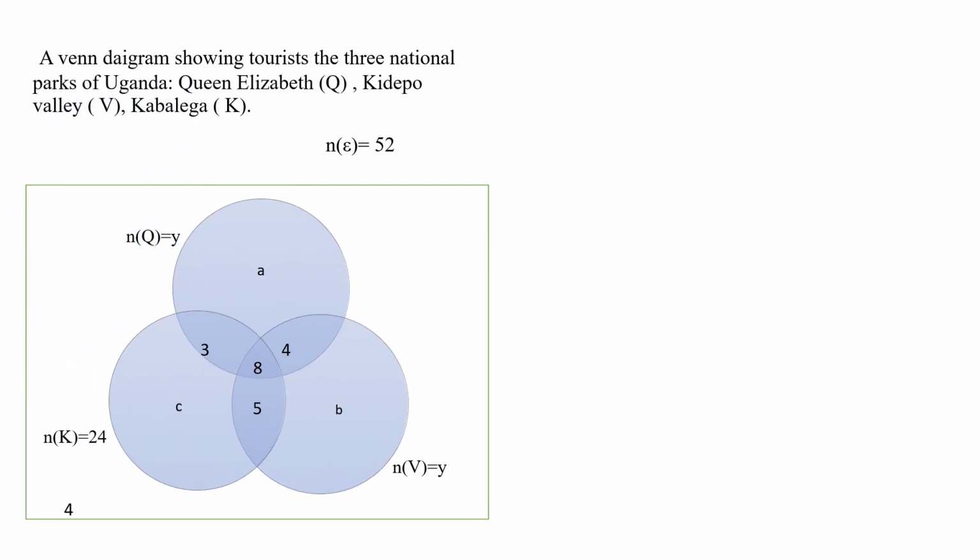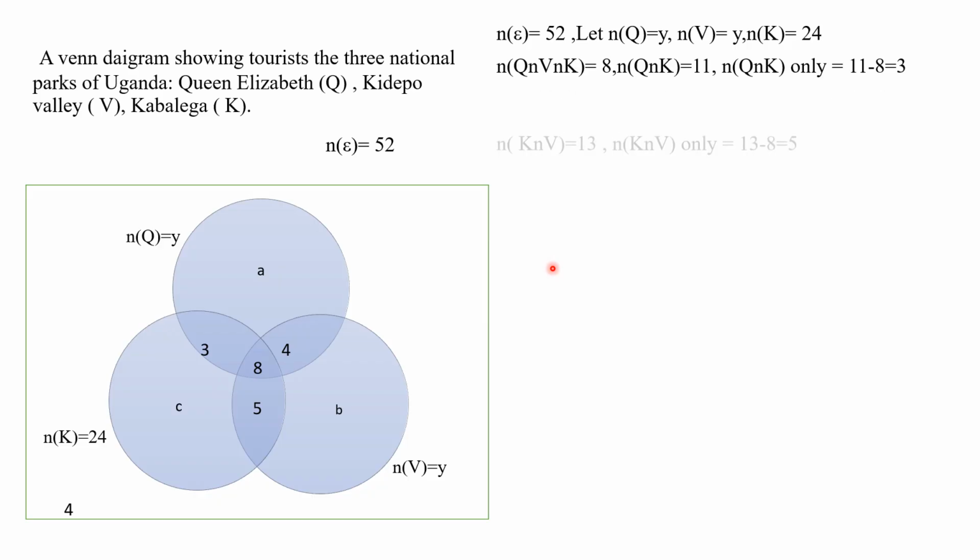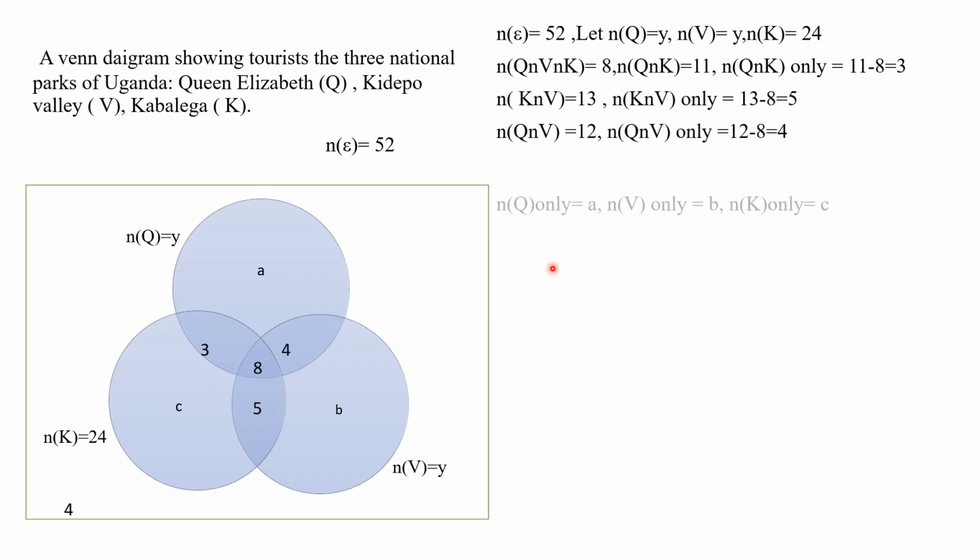Now this is how I represented it on a Venn diagram, and you can see that my first thing was the title: A Venn diagram showing tourists that had visited the 3 national parks of Uganda: Queen Elizabeth, Kidepo Valley, and Kabalega. So the universal here is 52, as you can see.